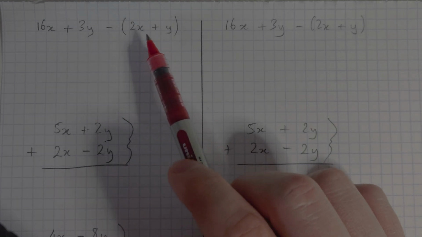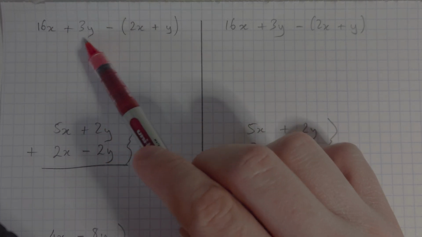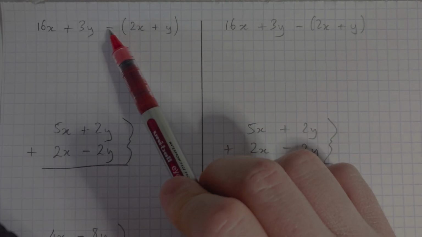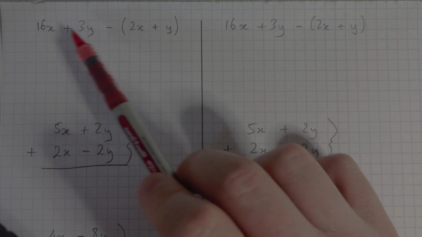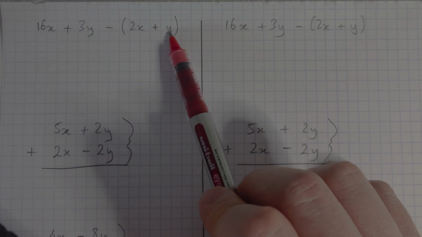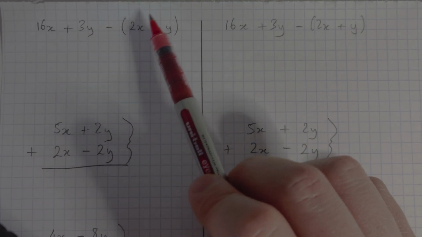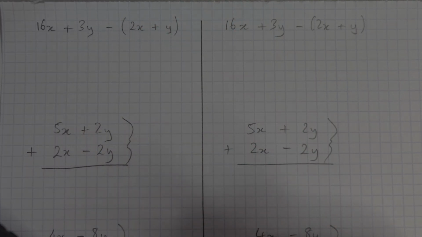When it's written like this with brackets around it, what I'm basically saying is I want to do all of this stuff, take away all of this stuff. So this minus sign is affecting both of these. This 2x is being subtracted from whatever's over here. This y is being subtracted from whatever is over here. So the brackets lump everything together, and this minus controls all of this in here.